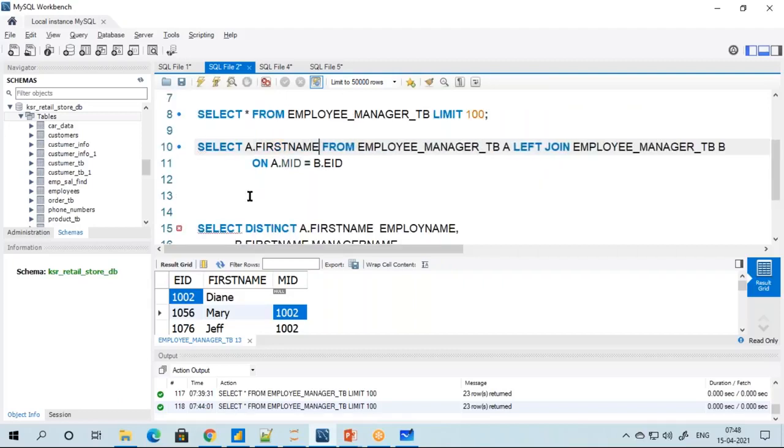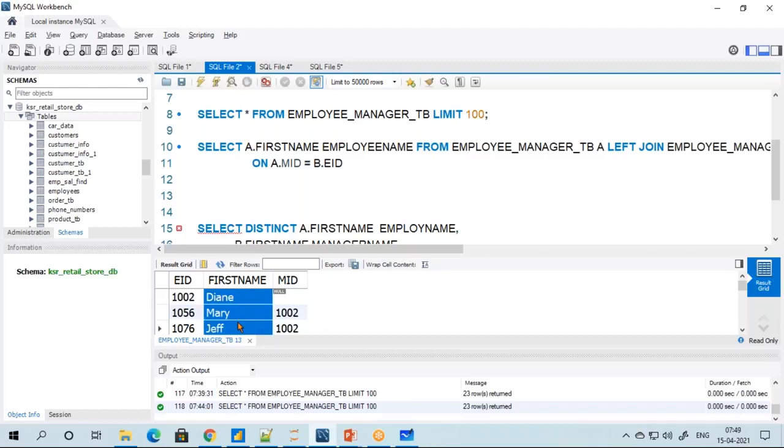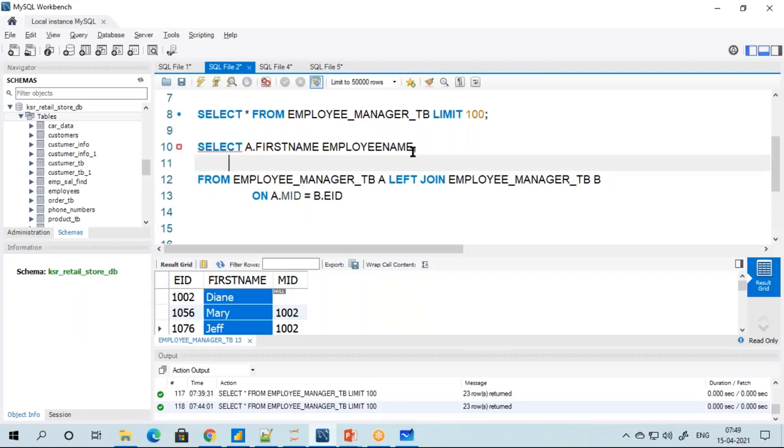Now the question is, from the a table you take first name and name it as employee name. From this a table you take first name as employee name. But have you ever seen a manager name here? No. The manager is also present, as he has the same kind of name. You write it again, this time b dot first name. I still have only one column, first name, but this time you give the name manager name.